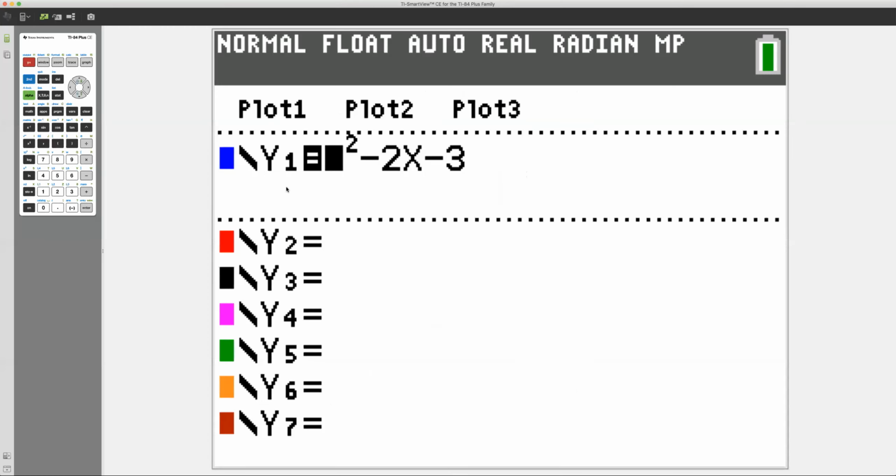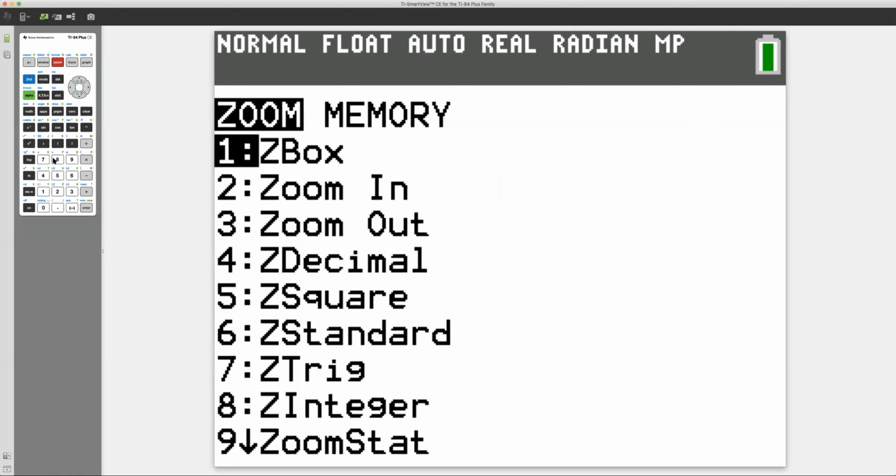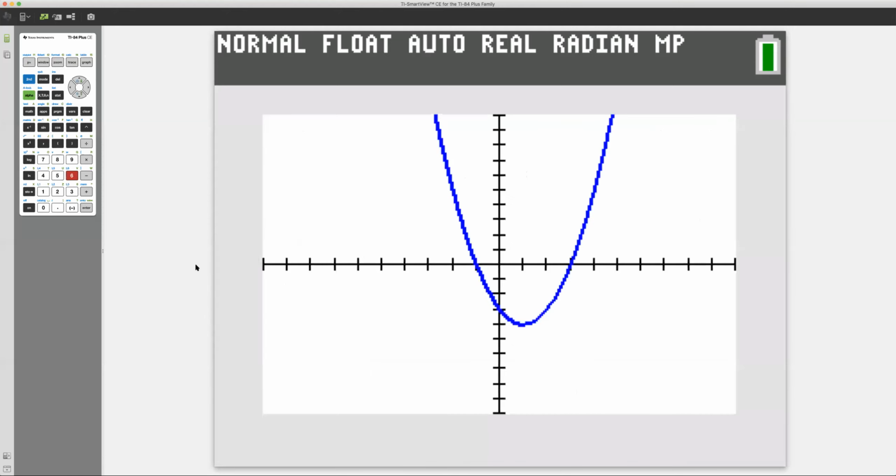I have put that equation in my calculator: y equals x squared minus 2x minus 3. If I hit zoom 6, that gives me a normal 10 by 10 window. I have a parabola, and we've done parabolas before. It's a quadratic, an x squared equation, which makes it a parabola. The x squared has a positive coefficient of 1, so it opens upward. But what I want you to notice is where this parabola crosses the x-axis. It crosses the x-axis at negative 1 and positive 3.